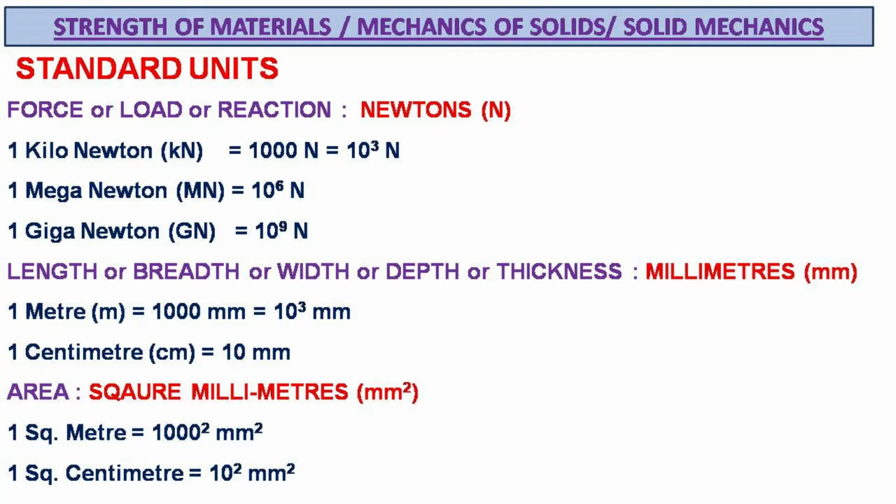Length or breadth or width or depth or thickness are measured in millimeters, mm. The conversions are 1 meter equals 1000 millimeters, which is equal to 10 to the power of 3 millimeters. 1 centimeter equals 10 millimeters. Now, the units of area are square millimeters, mm squared, and the conversions are as follows. 1 square meter equals 1000 square millimeters squared. 1 square centimeter equals 10 square millimeters squared.